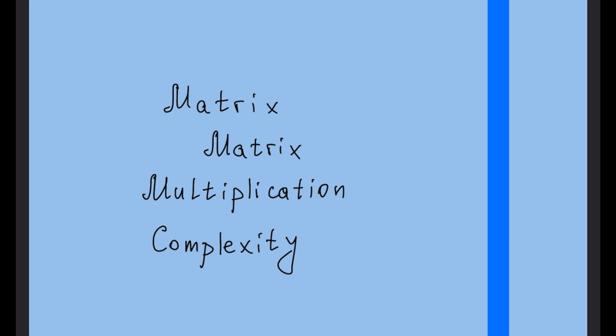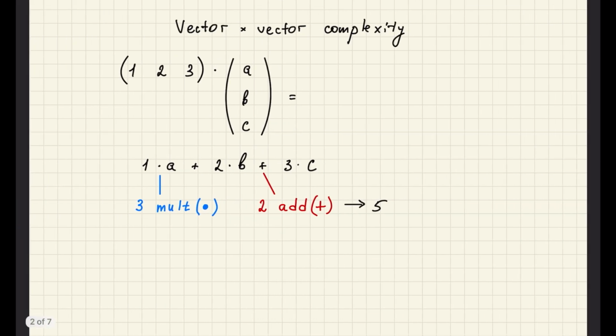Today I would like to talk about how many operations it takes to multiply two matrices on the computer. And from the computer science point of view, from the algorithmic point of view, this is called matrix-matrix multiplication complexity. So let's begin with considering vector multiplication.